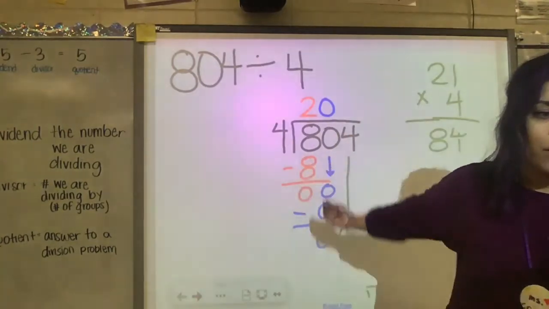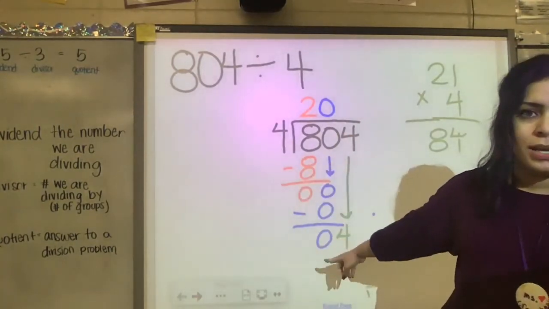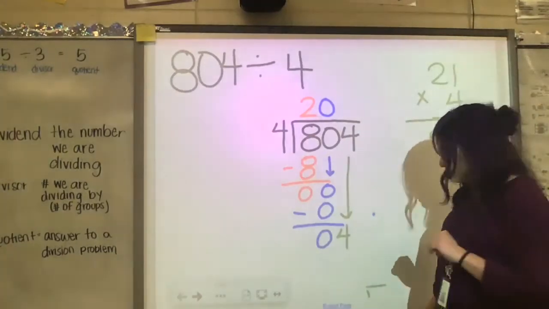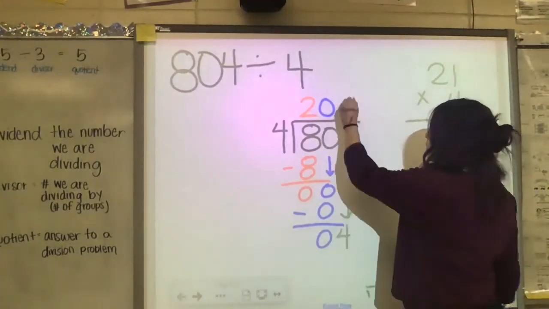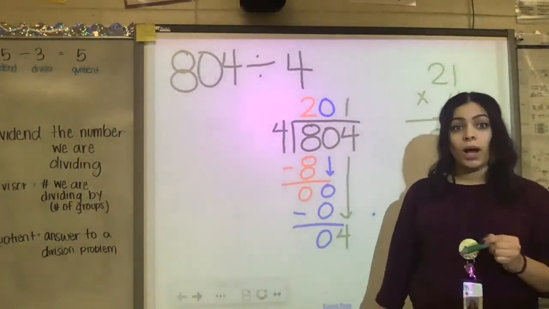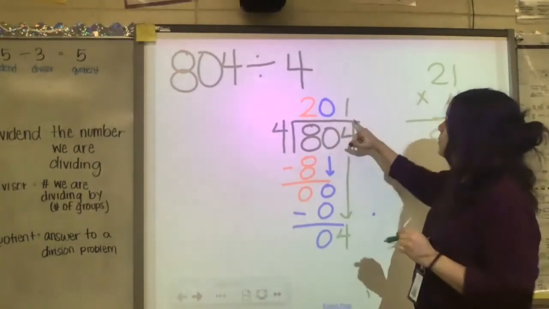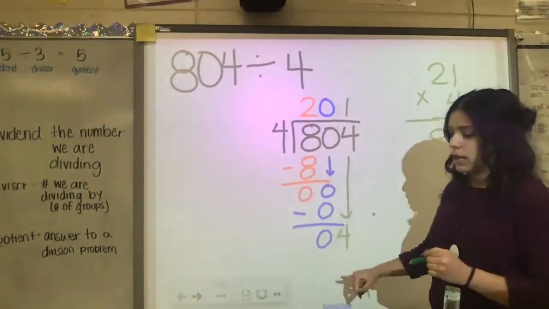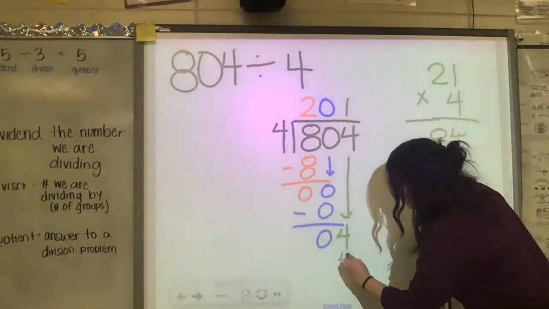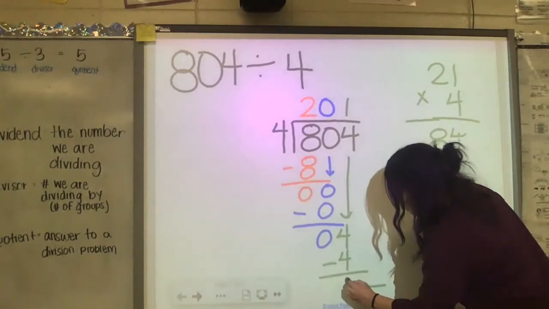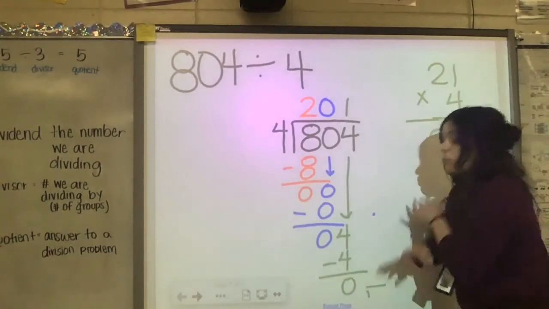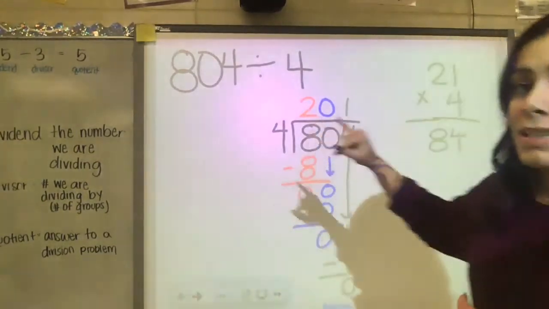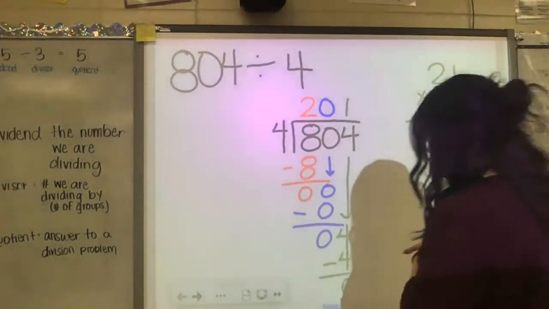So now we have 4 ones divided by 4 equals how many ones? Equals 1 one. 1 one in each group. So 1 one times 4 equals 4 ones. That is how many we distributed. And we have nothing left to group. There is nothing remaining. That's getting us our answer of 201.